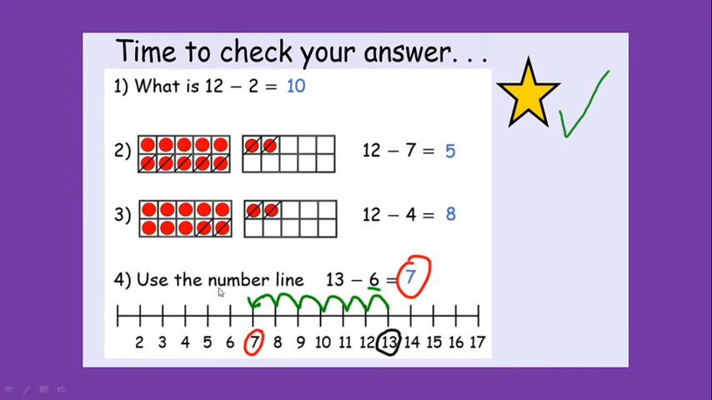Question 4, use the number line to show 13 take away 6. Here's 13. I've taken away 6 by doing 6 jumps, and it's landed me on number 7, which is what it is equal to. So well done if you've got those quick questions correct. Great job. If you didn't, have a good look at this page and see if you can have another go to make sure that it's correct this time.